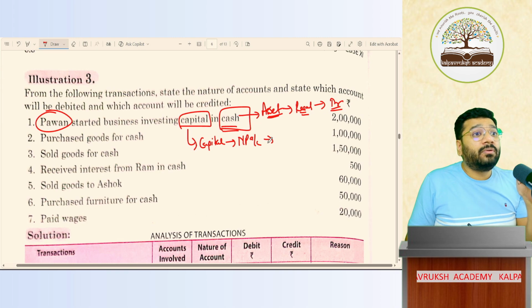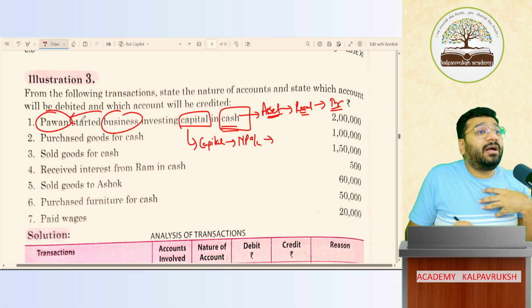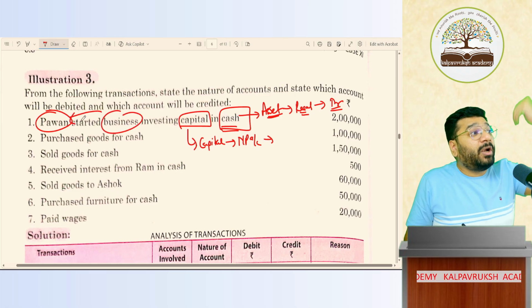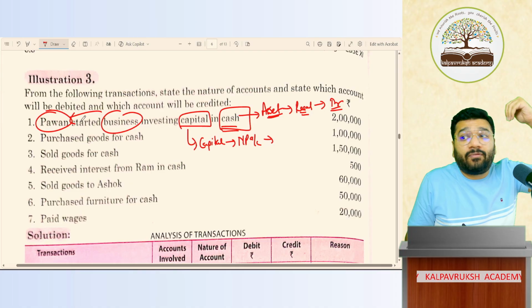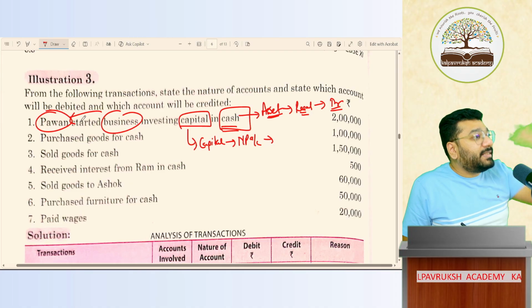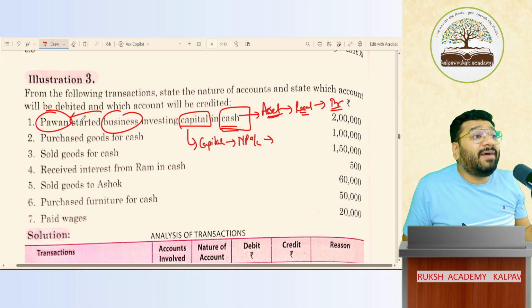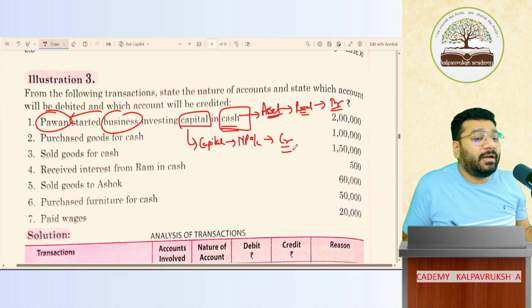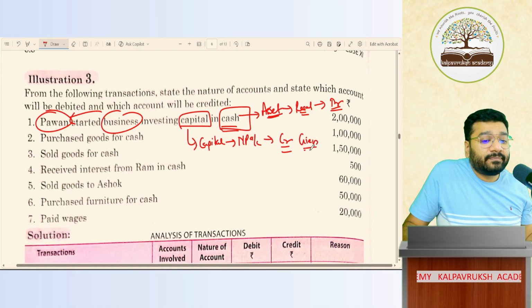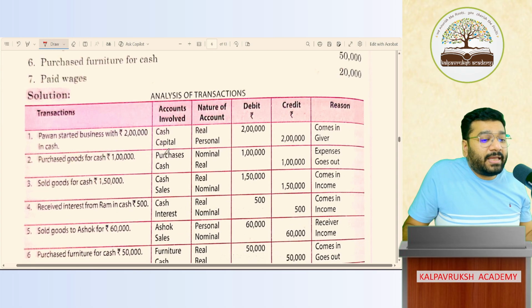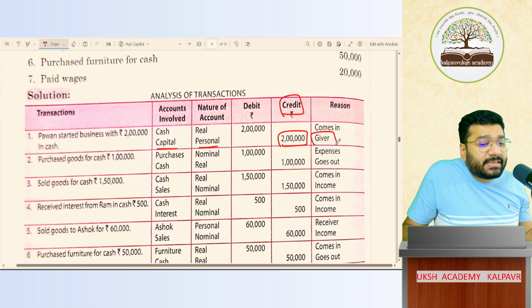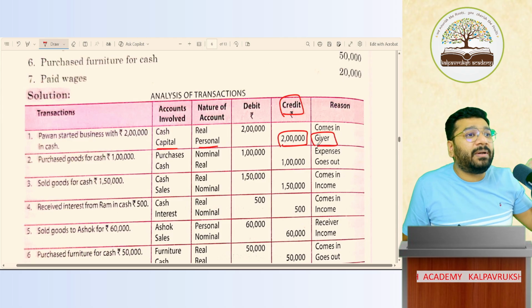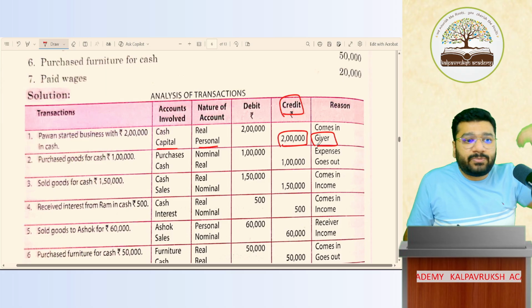Whose point of view? Third party point of view. Business, Pawan is third party. From Pawan's point of view, is Pawan receiver of capital or giver of capital? He is giving capital. He is the giver of capital. Debit the receiver, credit the giver. Got it, not got it? So capital, natural personal account, credit him. Reason is, he's the giver of capital. Personal account is always from the opposite person's point of view.